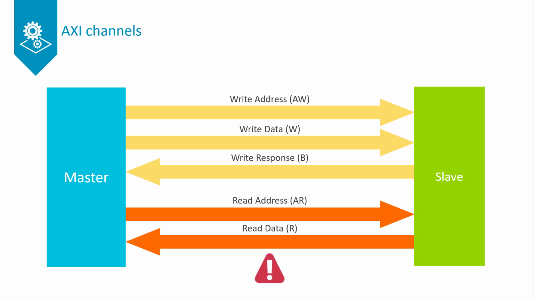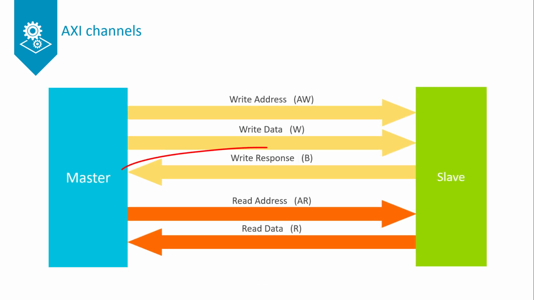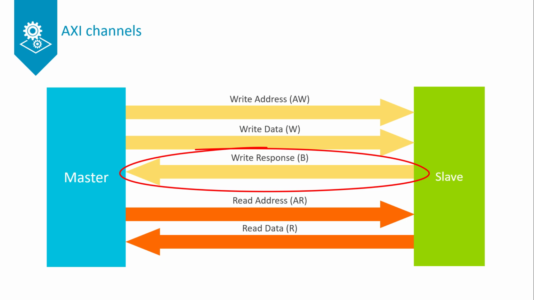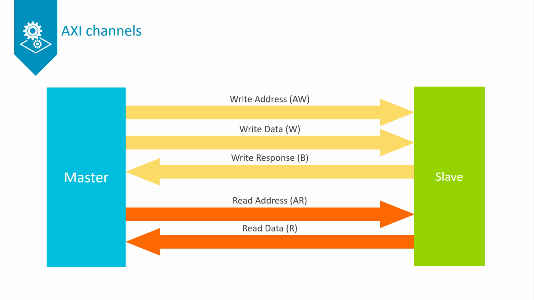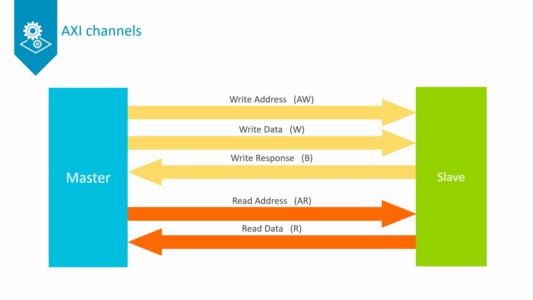Note that each channel is unidirectional, so a separate write response channel is needed to pass responses back to the master. However, there's no need for a read response channel since a read response is passed as part of the read data channel. Using separate address and data channels for read and write transfers helps to maximize the bandwidth of the interface since there's no timing relationship between the groups of read and write channels. This means that a read sequence can happen at the same time as a write sequence.